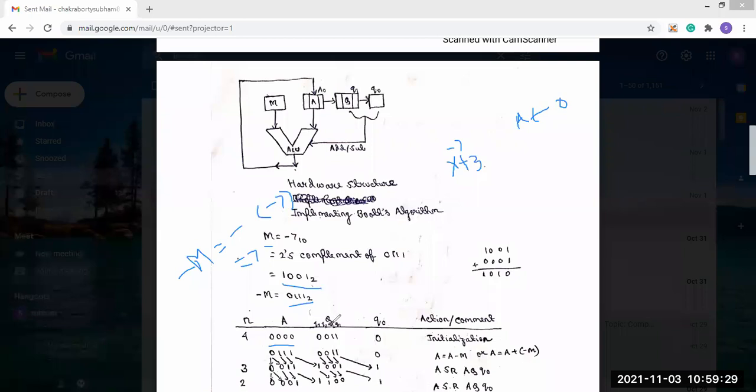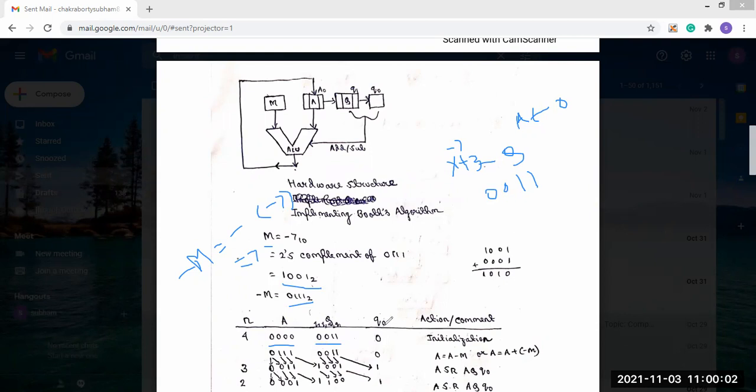Then Q is the multiplier. For +3 representation we get 11, but we have to adjust it and represent it using 4 bits, so it will be 0011. That's why it is 0, 0, 1, 1.